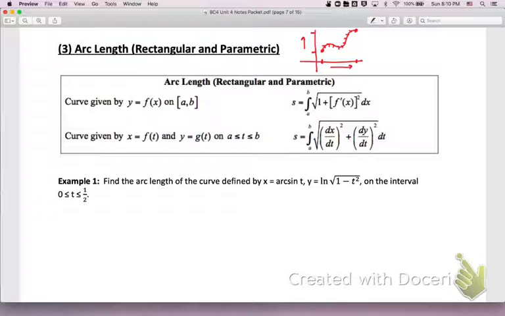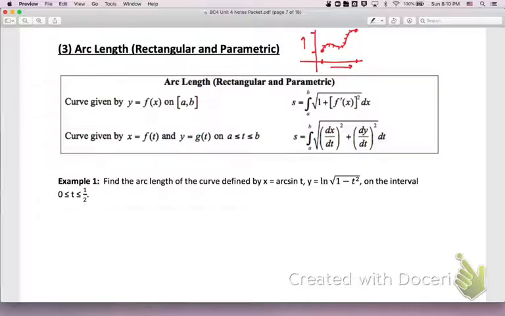So if you have a curve defined rectangularly as f of x, then s, which is the symbol for arc length, is going to be the integral from a to b, wherever your starting point and your ending point is, of the square root of 1 plus the derivative squared, dx. And this kind of comes from the distance formula. It's a little bit hard to see where that one comes from. You can see it a little bit better when it's defined parametrically.